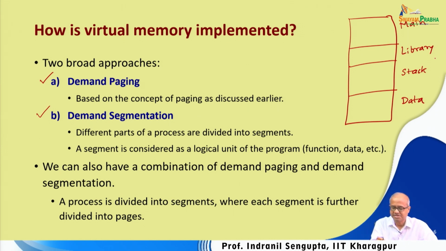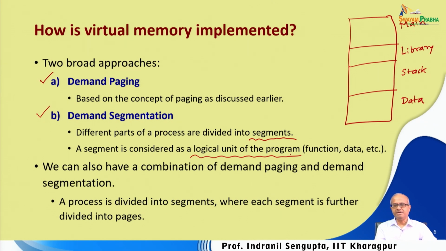Essentially, different parts of a process are divided into something called segments, which are unequal in sizes, and the segments are typically considered as a logical unit of the program. As I have shown here, there can be the main program, there can be library functions, stack, data area, and so on.